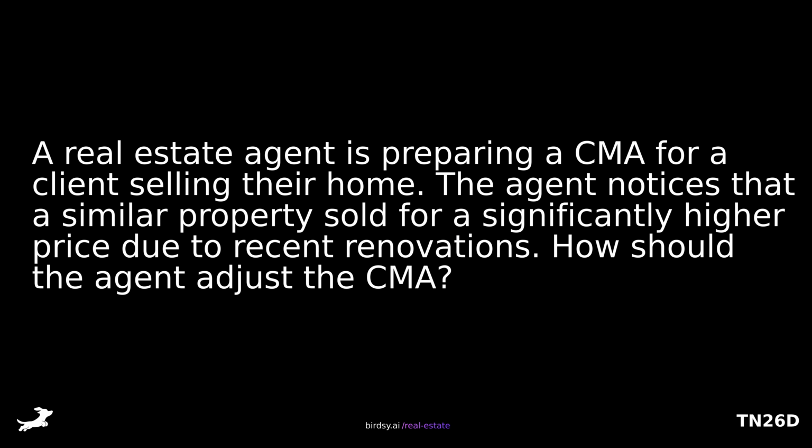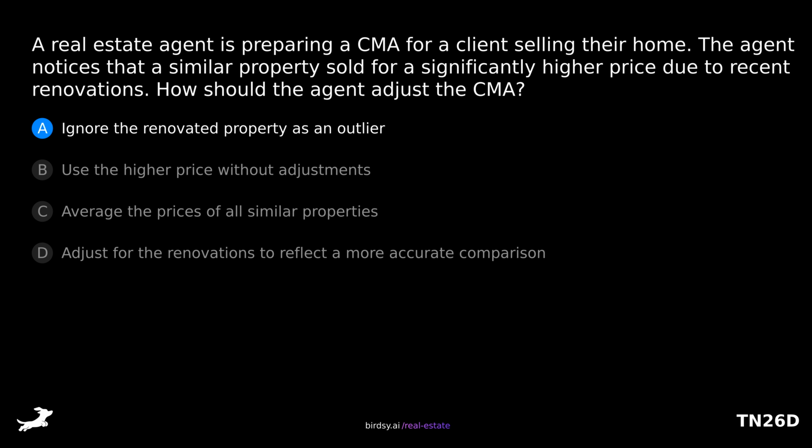A real estate agent is preparing a CMA for a client selling their home. The agent notices that a similar property sold for a significantly higher price due to recent renovations. How should the agent adjust the CMA? Is it A, ignore the renovated property as an outlier? B, use the higher price without adjustments? C, average the prices of all similar properties? Or D, adjust for the renovations to reflect a more accurate comparison?